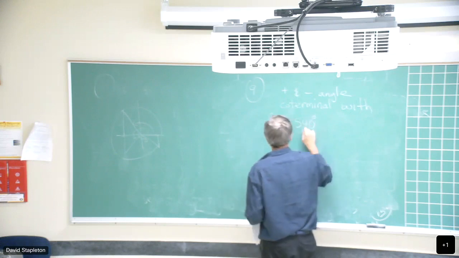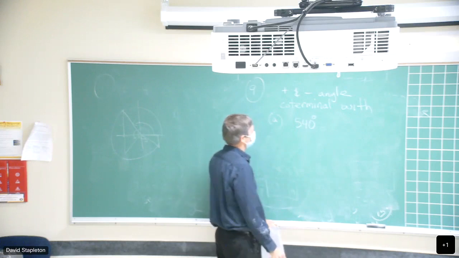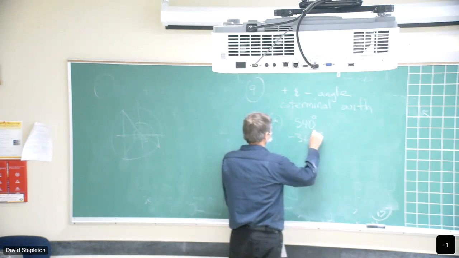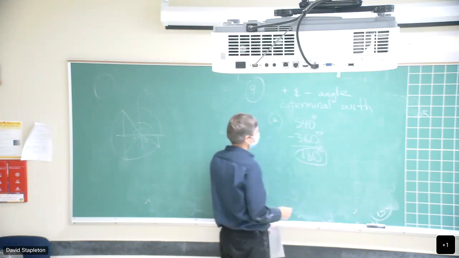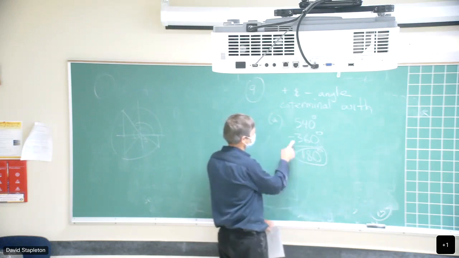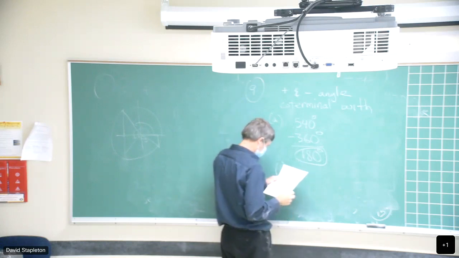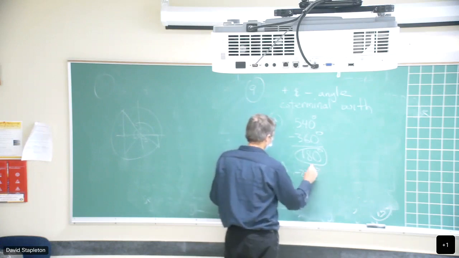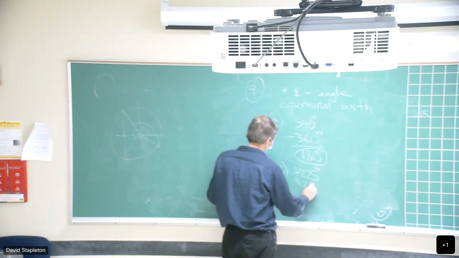For 540 degrees, what you do is you just keep subtracting 360 until you get the last positive angle. If I subtract 360 once, I've got 180 degrees. That's the one I want. I don't want to subtract twice, or I'll get a negative. And then on B, if I have a negative angle, like minus 225, I just keep adding 360 until the first time I get a positive angle, and that'll be it.